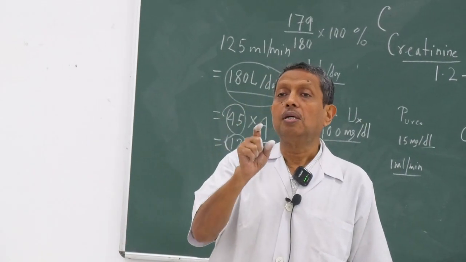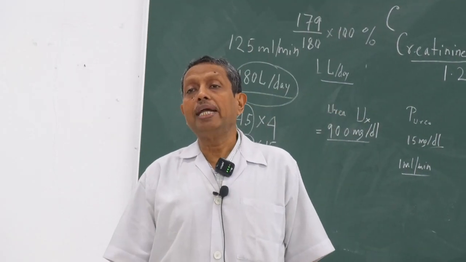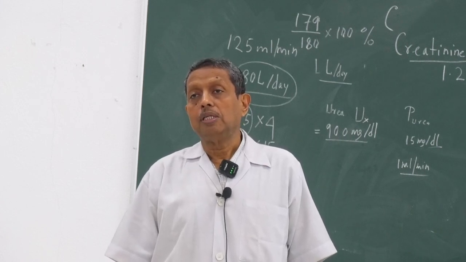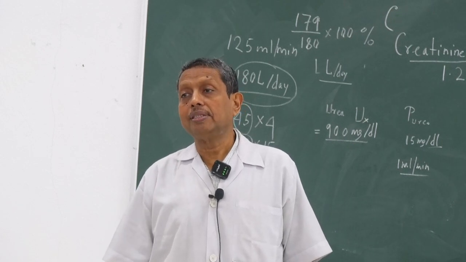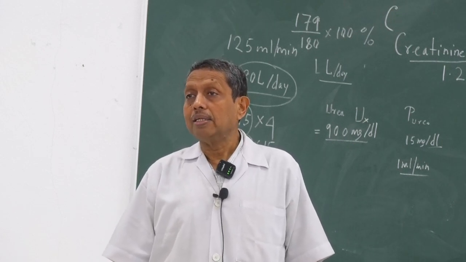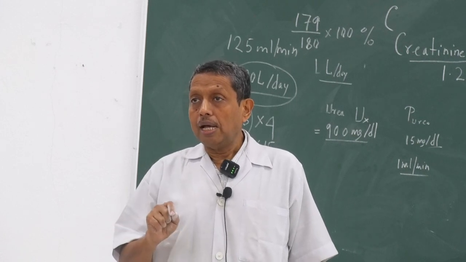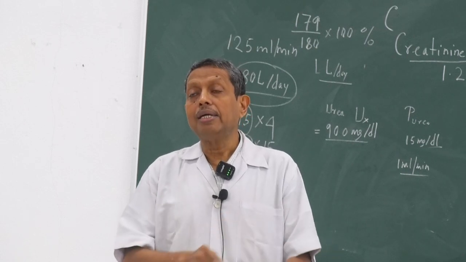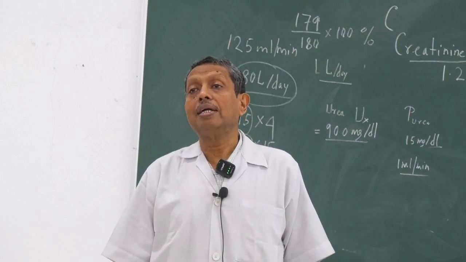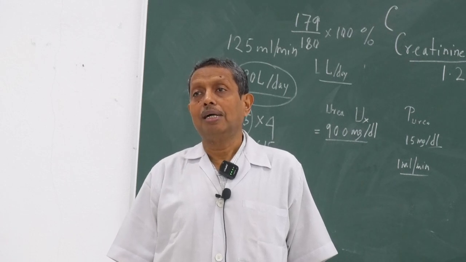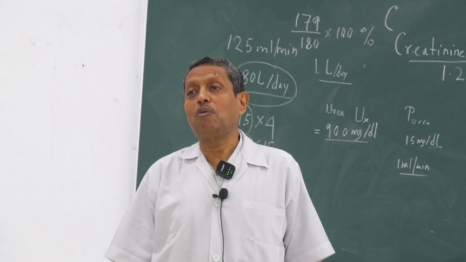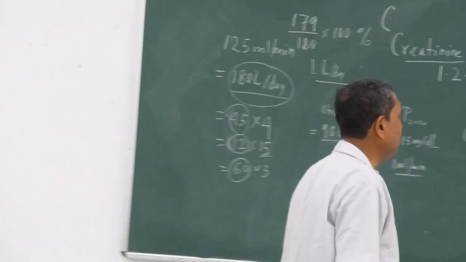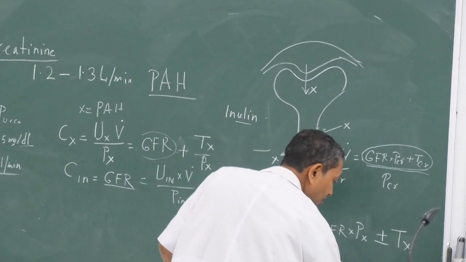So the Fick principle relating to PAH, the measurement of renal blood flow and plasma flow, is reduced to the clearance of PAH, and the renal vein sample is not measured. Para-aminohippuric acid is not metabolized, so its concentration in the peripheral vein is almost equal to that of the renal arterial plasma, and it gives effective renal plasma flow.